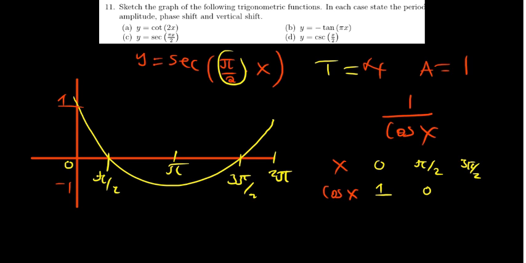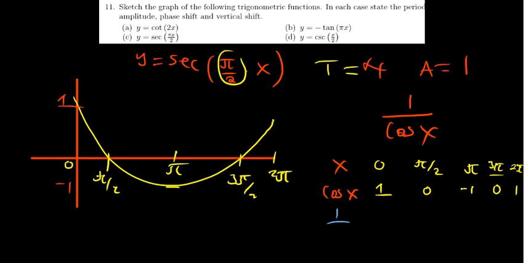No, we need to go to pi first of all. So if we go to pi, at pi, it is equal to negative 1. And then at 3 pi over 2, it's basically equal to 0. Of course, we have 2 pi at the end. Now at 2 pi, it's equal to what? It's equal to 1.